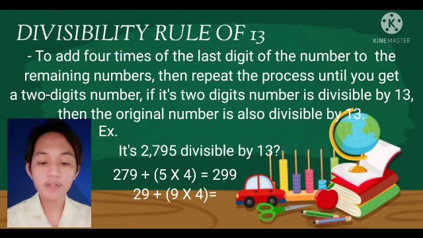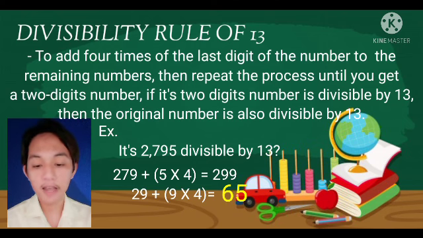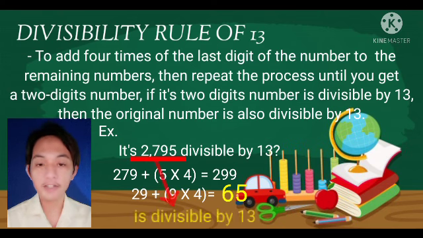So 9 times 4 is equal to 36. We need to add it to 29. 29 plus 36 is equal to 65. And the number 65 is divisible by 13. 13 times 5 is equal to 65. Therefore, 2,795 is also divisible by 13.